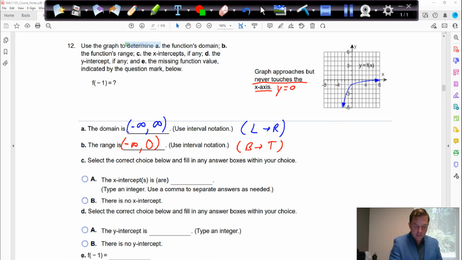Okay, the x-intercept, where it touches the x-axis. This says it never touches the x-axis. If it never touches the x-axis, there is no x-intercept. Okay, let's look at the y-intercept. So the y-intercept, where we touch the y-axis, which is right here, and we just have to record the y value, it's minus 1.